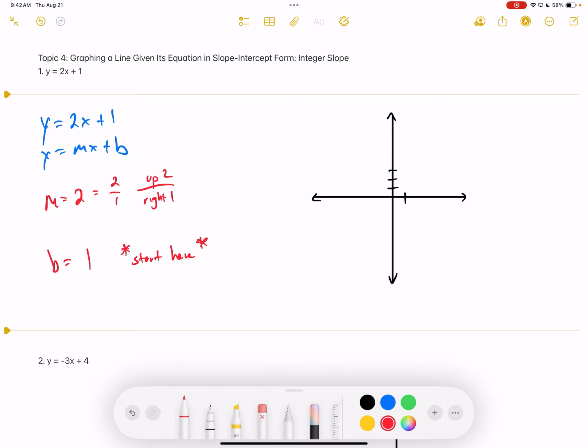Anytime we interpret this in real life scenarios, we start at 1 and then you move up, you're increasing, or you're decreasing as it moves to the right. All right, so we started at 1 and then we go up 2 to the right 1. So we started at (0, 1), and then we went up 2 to the right 1. We went up because it's positive, to the right 1 because my denominator is 1. Always go to the right.